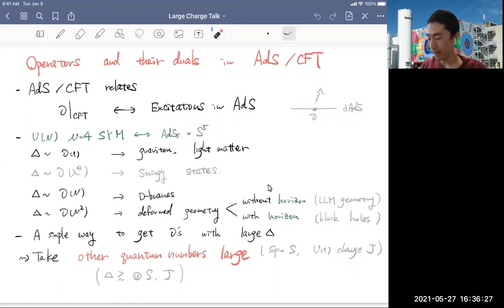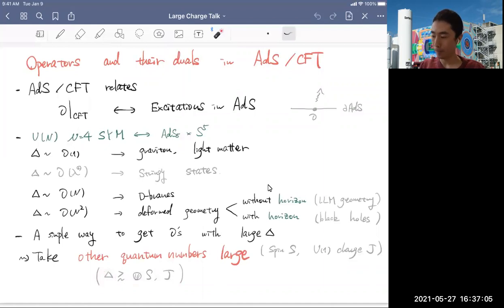The simple way to get operators with large conformal dimension is to take other quantum numbers to be large, for example, spin or U(1) charge J. The reason this is useful is because of some BPS bounds or unitarity conditions of the CFT. If you take other quantum numbers to be large, then automatically the dimension of the operator also becomes large. And of course, this is the large charge seminar, so today I'm going to focus on operators with a large U(1) charge J.